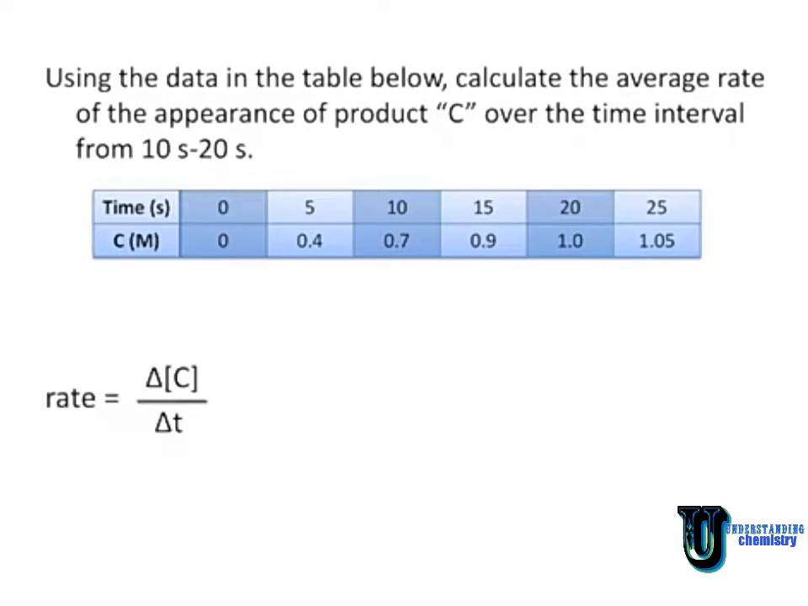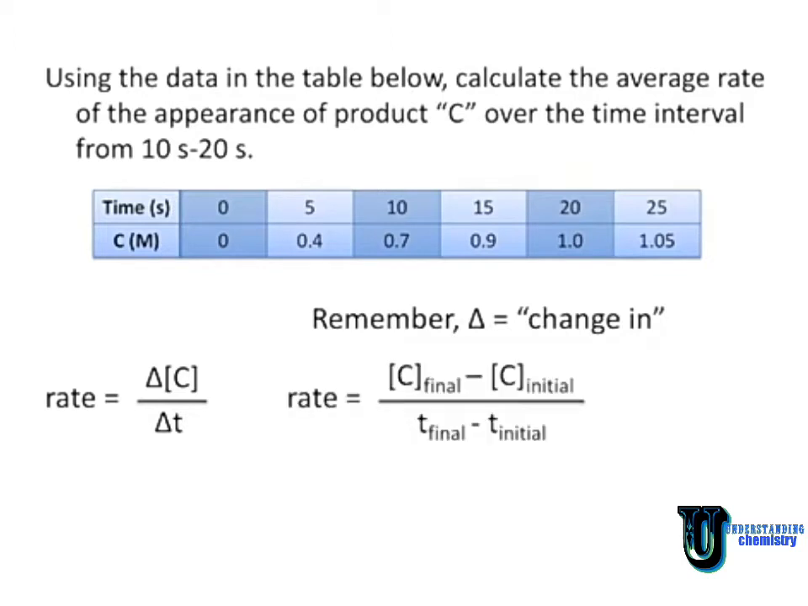So in order to calculate the rate for this reaction, we're going to look at the change in the concentration of C over the change in time. Remember that your delta symbol means change in. And so we're going to look at our final concentration of product C minus our initial concentration of product C to give us the change in the concentration of product C over our final time minus our initial time.